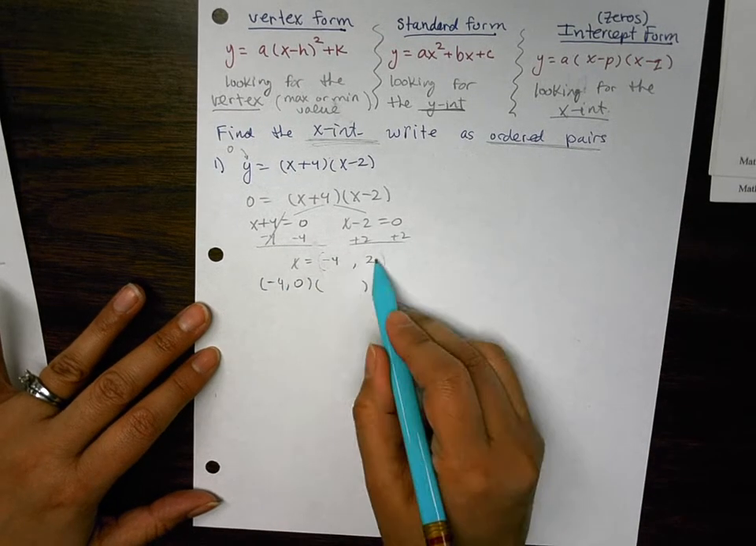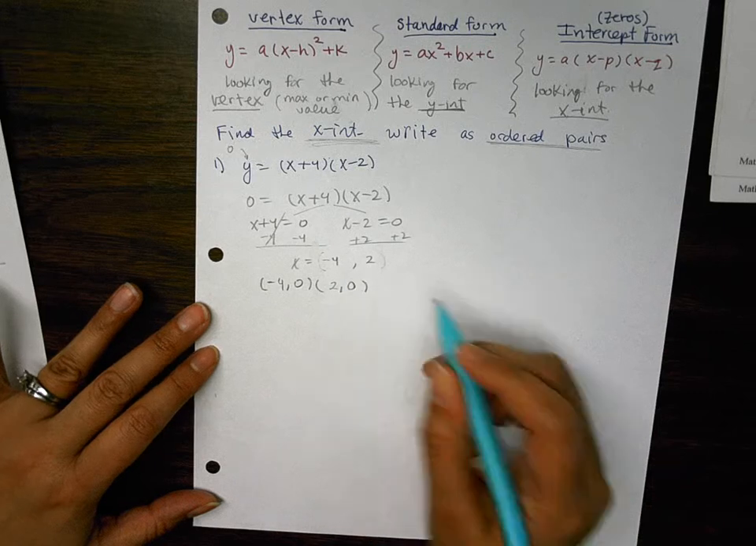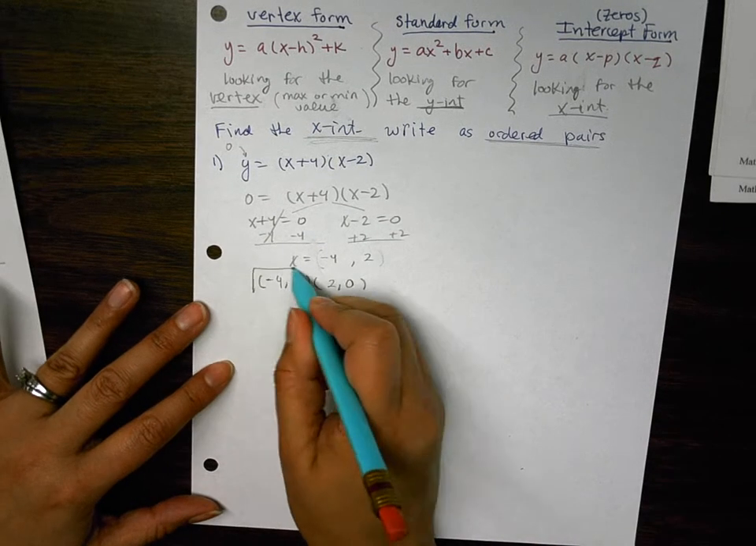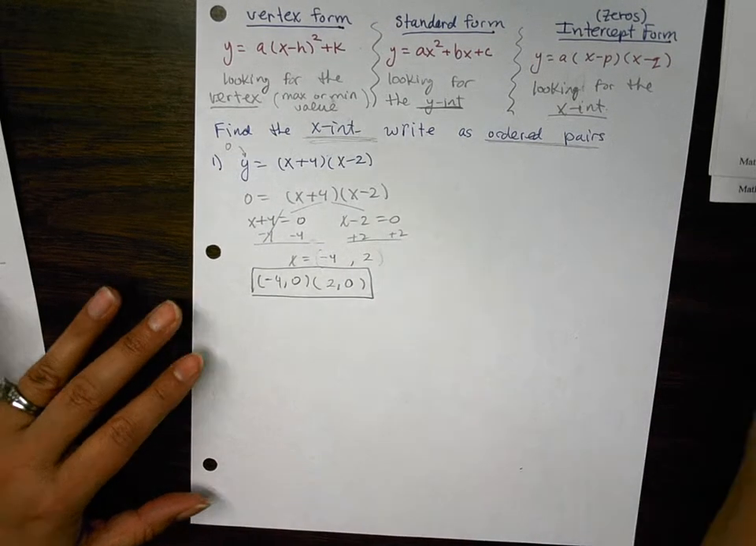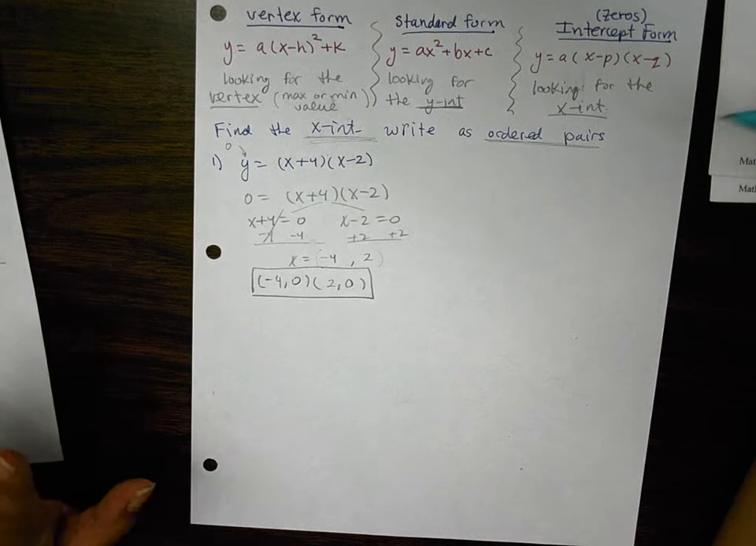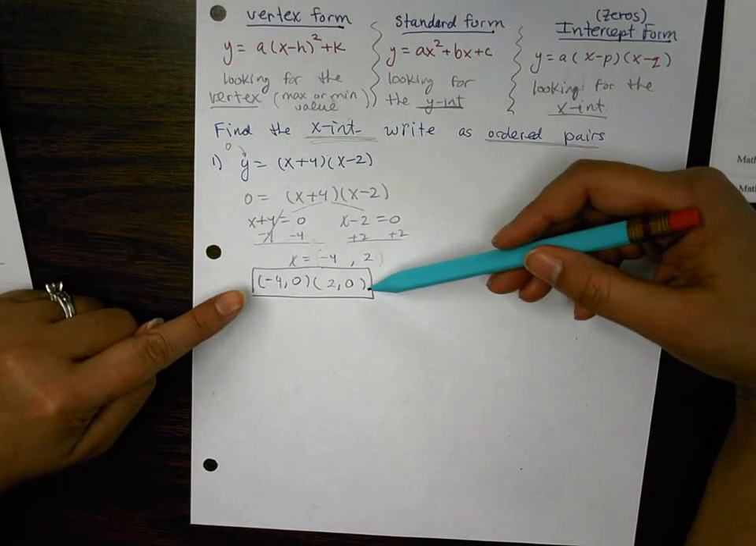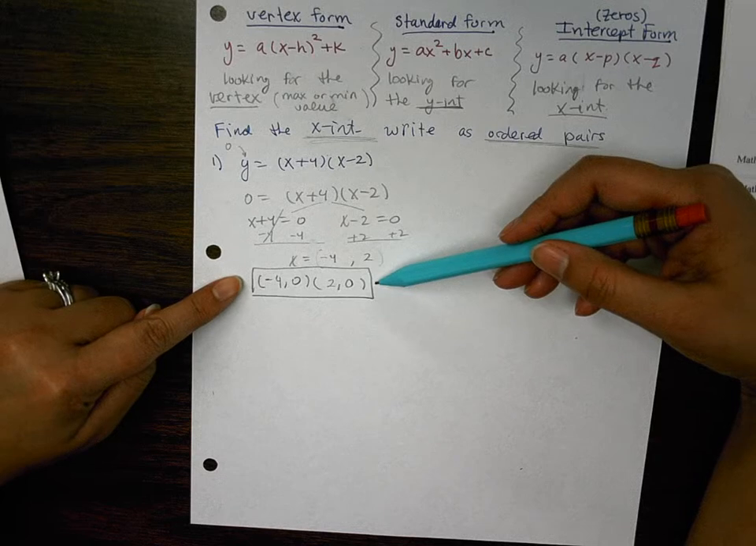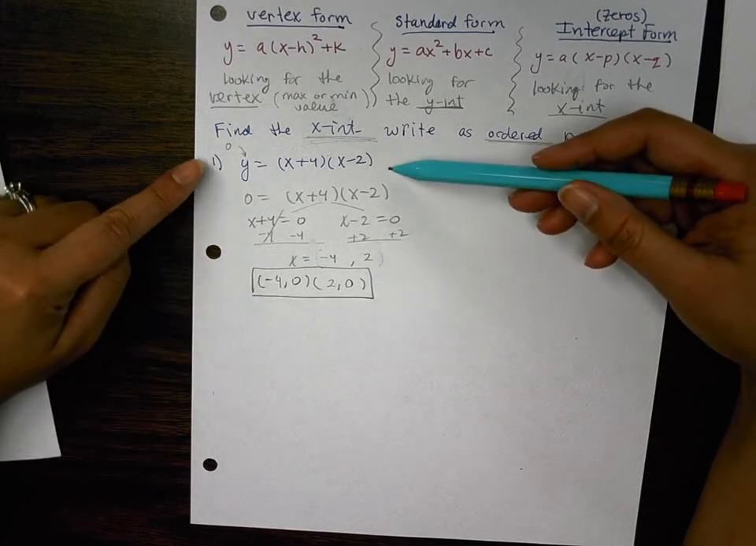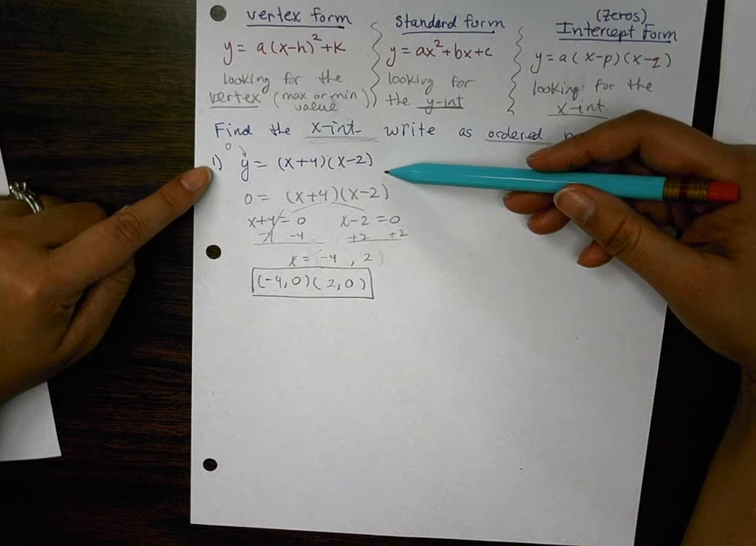How do I write this one as an ordered pair? Negative 4, 0, this one. And that there is your answer. So when we come to graphing, and we will in just a bit, we'll find our vertex, and when we find these x-intercepts, we are able to graph.